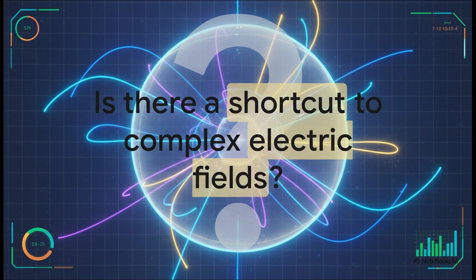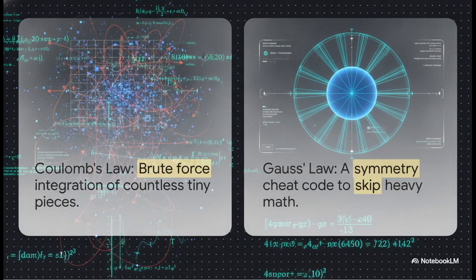Okay, let's jump right in by asking a pretty critical question. Is there a shortcut to calculating complex electric fields without losing your mind? Because when you look at the standard methods for figuring out the electric field of an object, it honestly often feels like you are doing things the absolute hardest way possible.